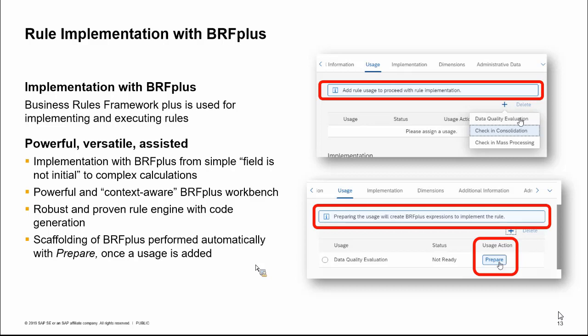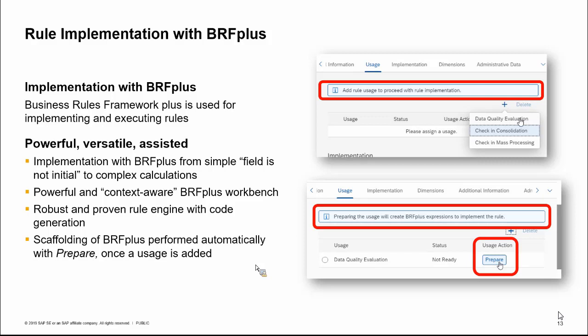What does that mean technically? Technically, we use BRFplus as the design time and also as the runtime and execution time for the data quality rules. So with that action on the UI, the system will prepare a BRFplus environment for you, and you will then use BRFplus to implement the rule. This is a very powerful, versatile rule implementation ability that allows you to implement simple checks, like field is not initial, up to really complex calculations.